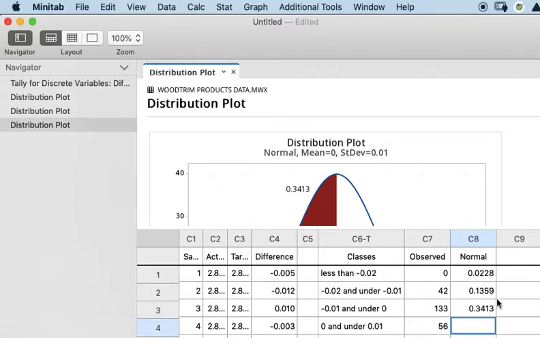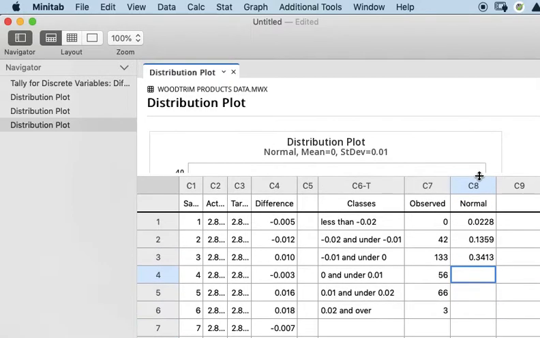So the rest of these are going to be mirror images of the ones that we already did. You can check them using Minitab if you like. You would just use the same process that we just did. But to speed things up, I'm just going to put these numbers in. Okay, so now my table is complete. So I'm ready to do my chi-square test.